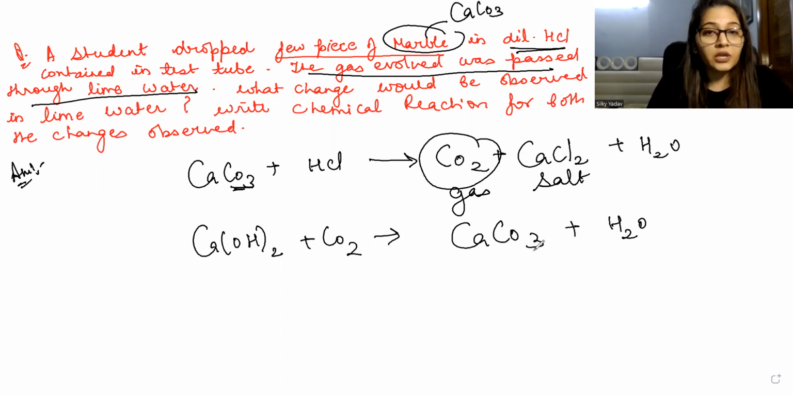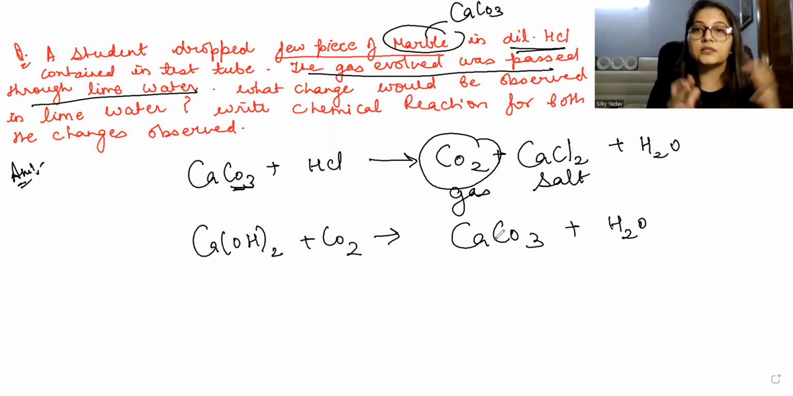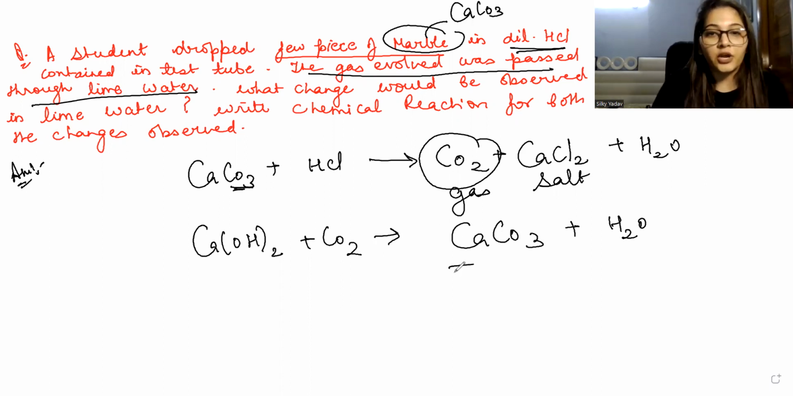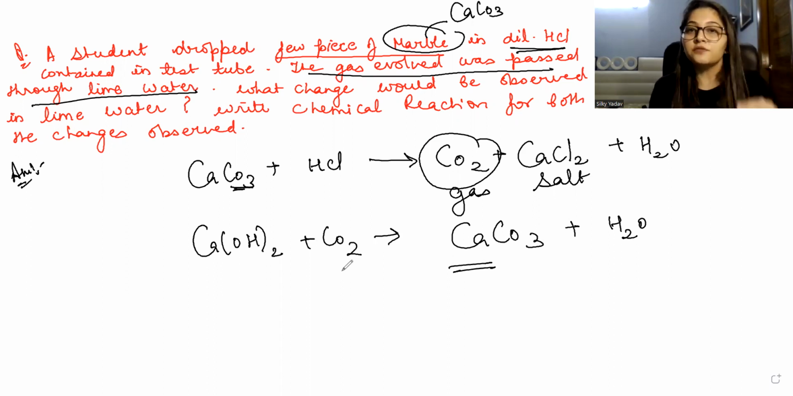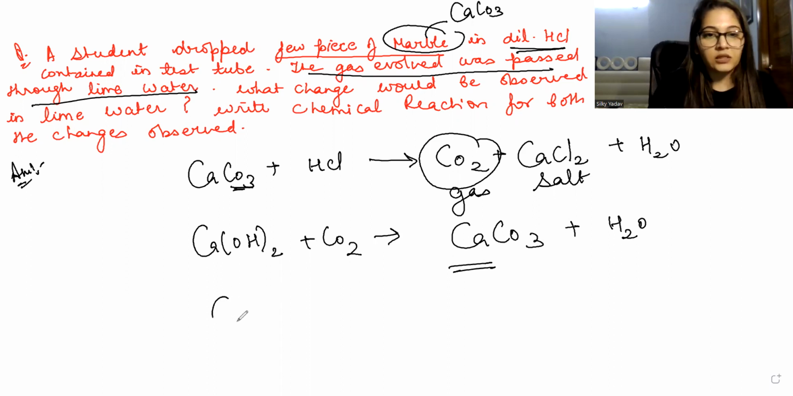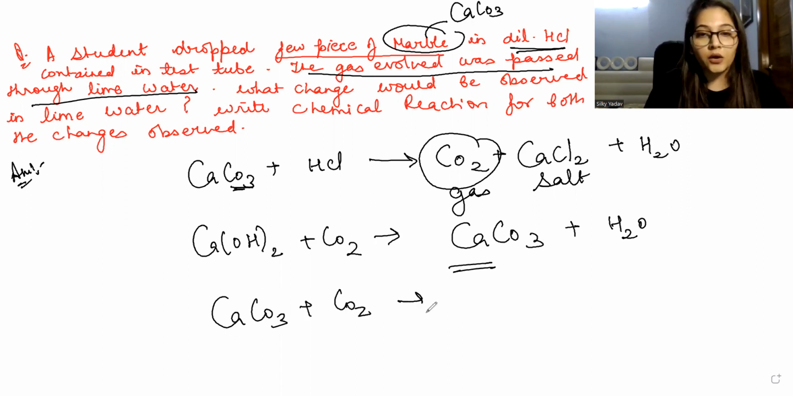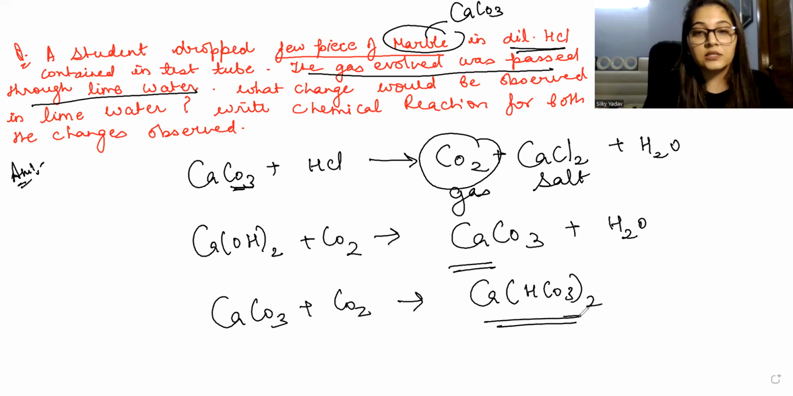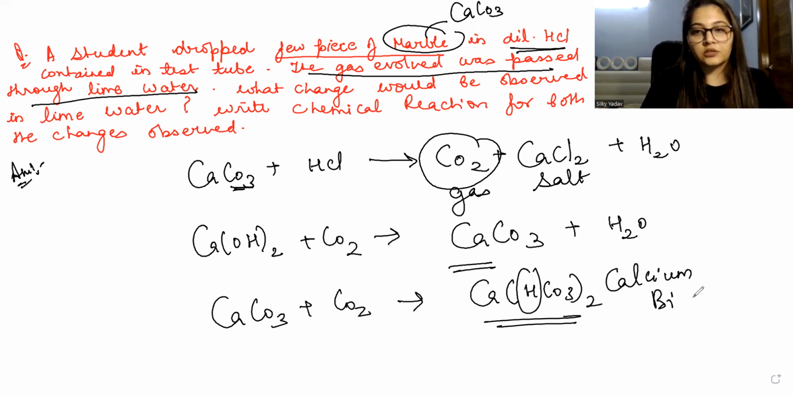Now, if we pass excess CO2 through this calcium carbonate, like this is the product we have got when CO2 is passed, but if the CO2 is in excess, then this CaCO3 will take up more carbon dioxide and it will become Ca(HCO3)2. This is what you're going to get, and this is calcium bicarbonate. Always remember, whenever hydrogen is there, it is bi. So the name is calcium bicarbonate.